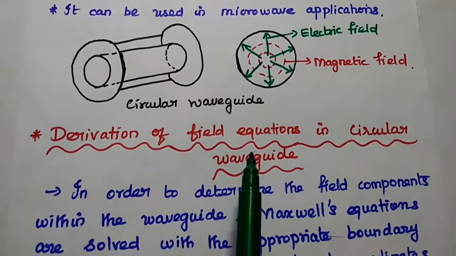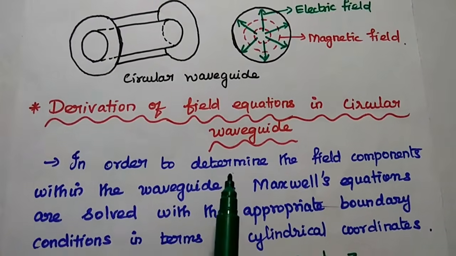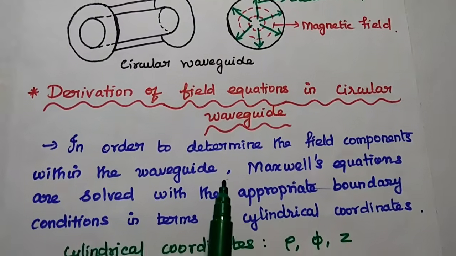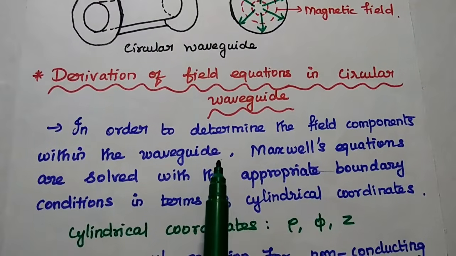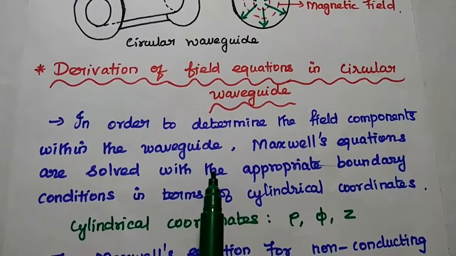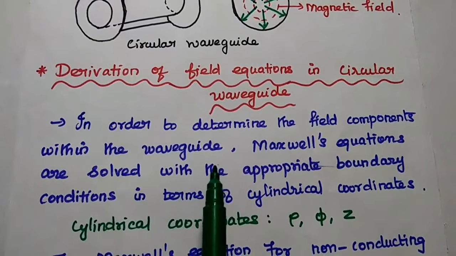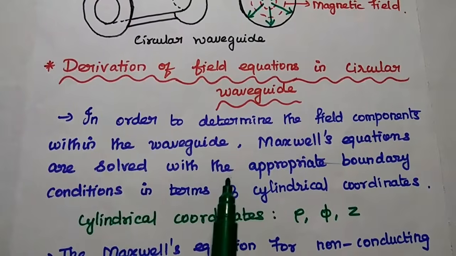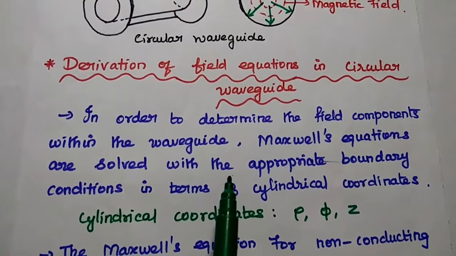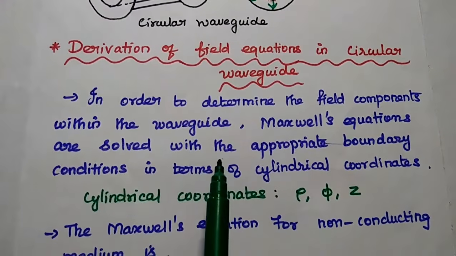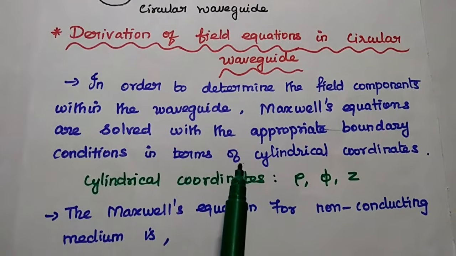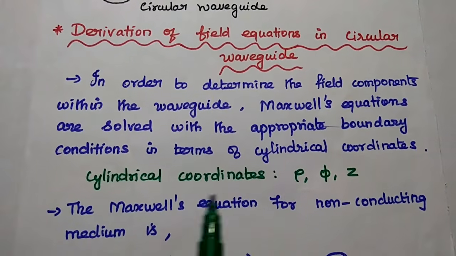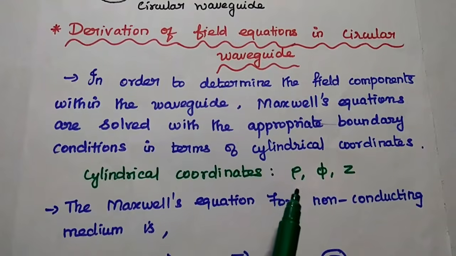Next we are going to derive the field components of the waves propagating inside the circular waveguide. In order to determine the field components within this waveguide, we have to solve Maxwell's equations with the appropriate boundary conditions. Here we are going to consider the cylindrical coordinate system. Cylindrical coordinates means rho, phi and z.